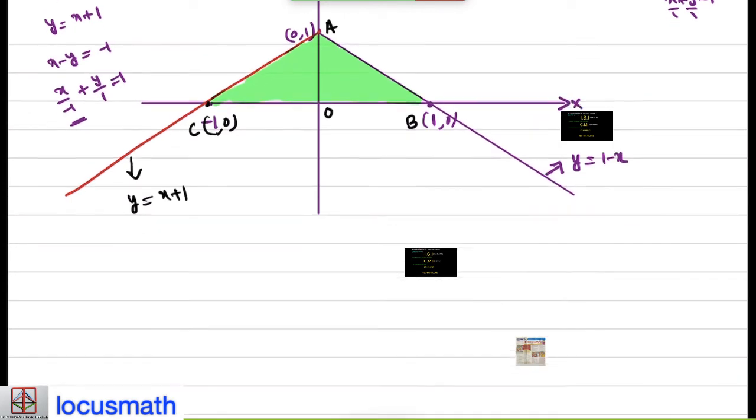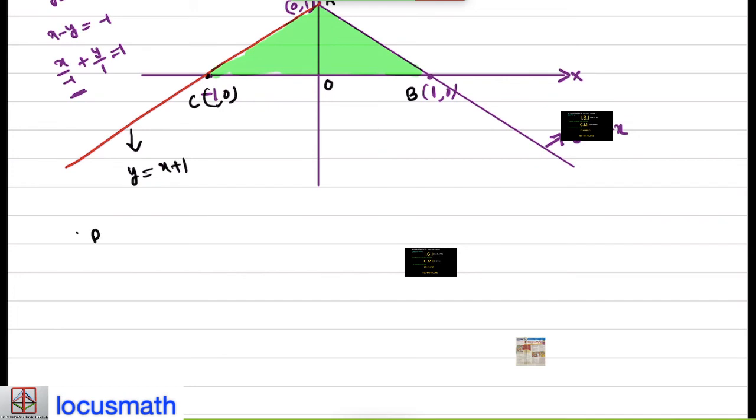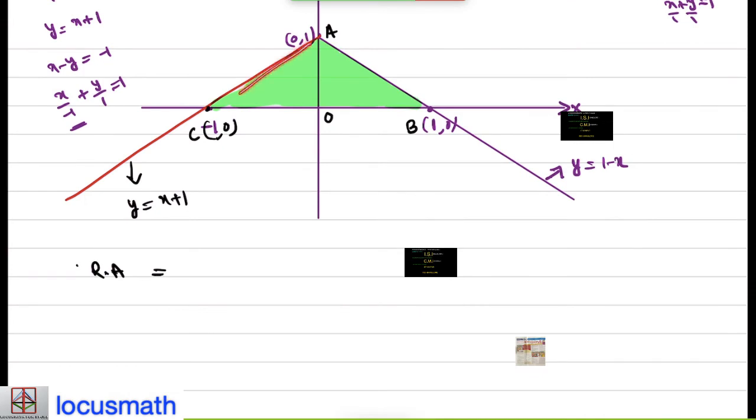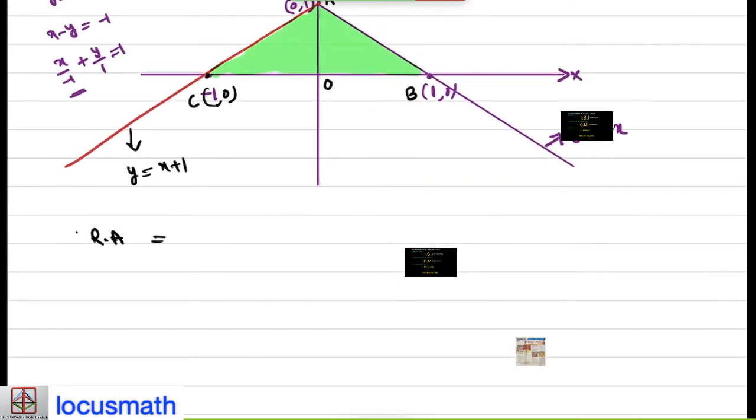Now from this diagram, the required area is equal to area CAOC plus area OABO, the sum of these two areas.